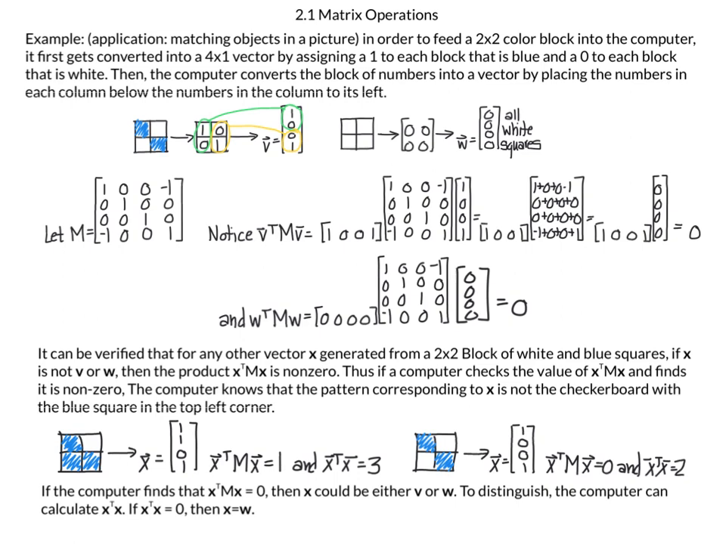So now the idea is if you calculate this x transpose Mx and it's non-zero, then you know it's not all white and it's not the checkerboard, it's something else. But if you find it's equal to 0, how do you know if it's the white or the checkerboard? Well, the x transpose x is equal to 2, whereas for the white, x transpose x is equal to 0. So that's how you distinguish the checkerboard from the white, is you calculate x transpose x.